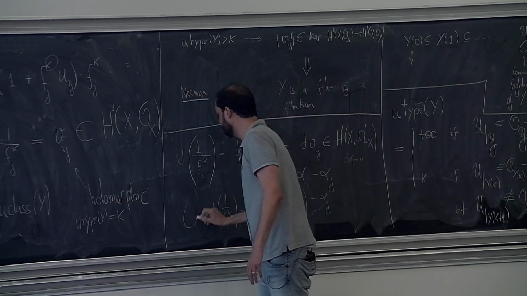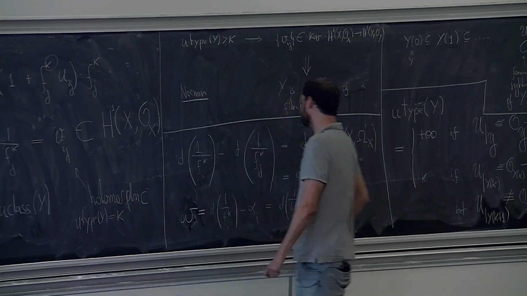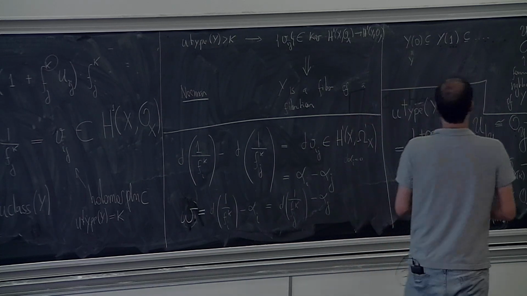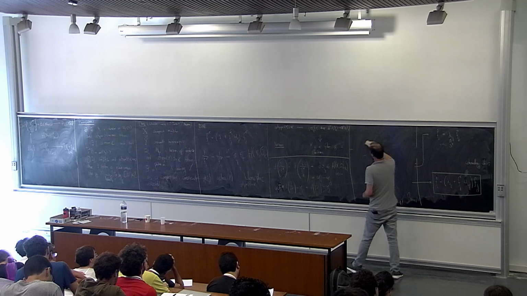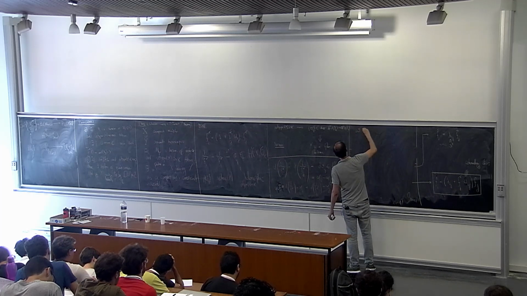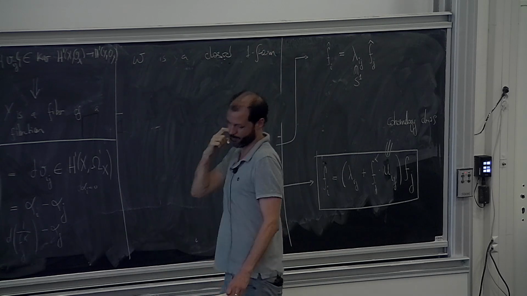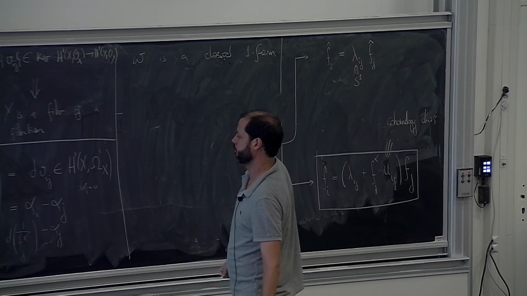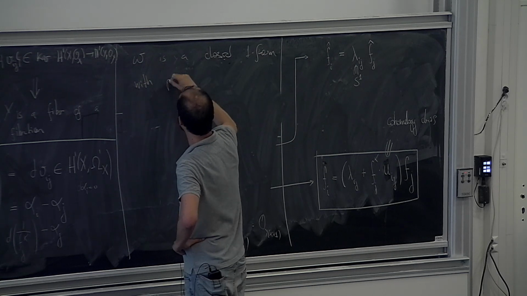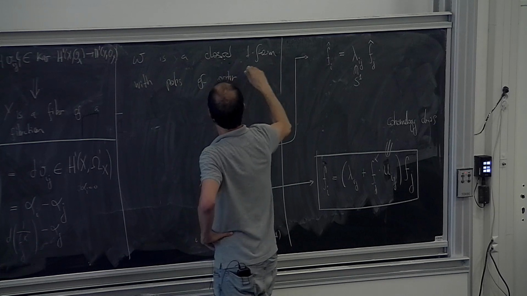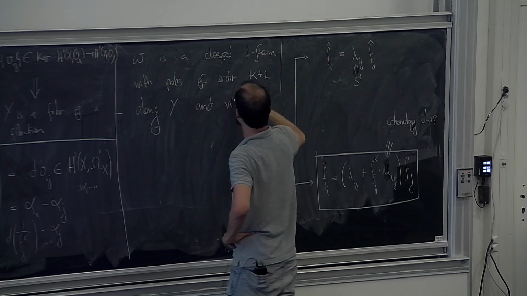And so I can construct this one-form theta, or omega, I don't know, which will be a closed one-form, with poles of order k plus 1 along Y and without residues.